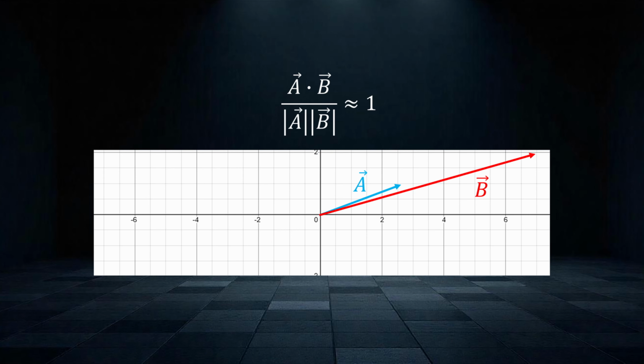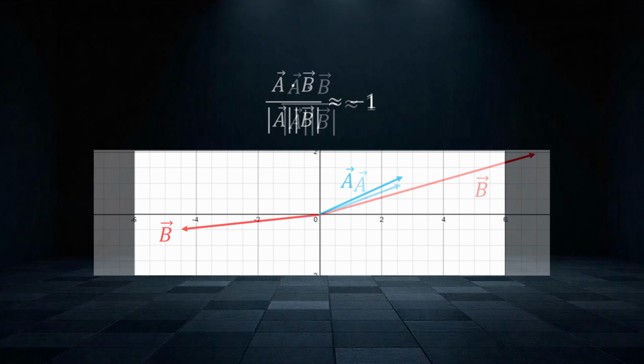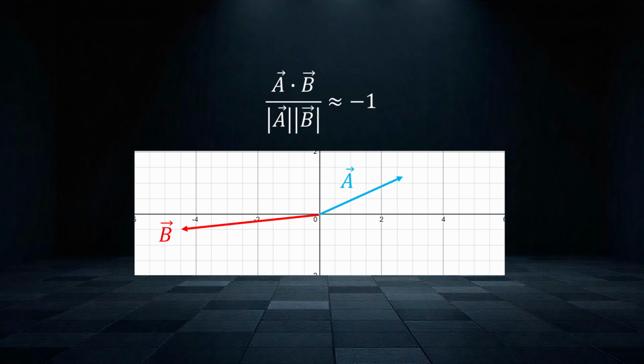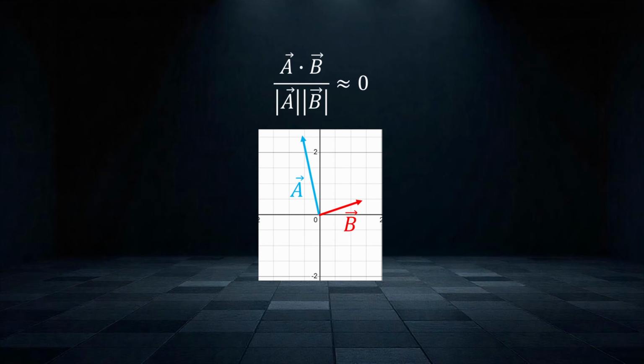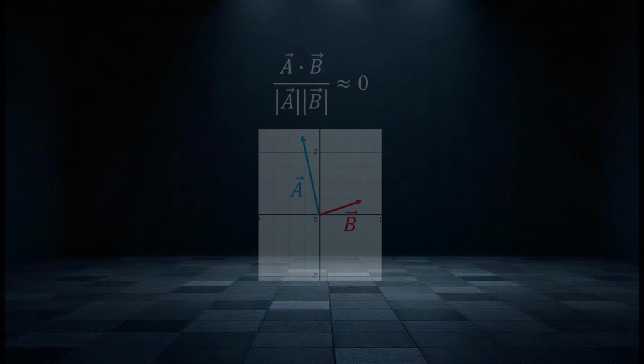The more aligned the vectors are, the closer the ratio will be to 1. If they're opposite, the ratio will be closer to -1, and if they're perpendicular, then the ratio will be close to 0.